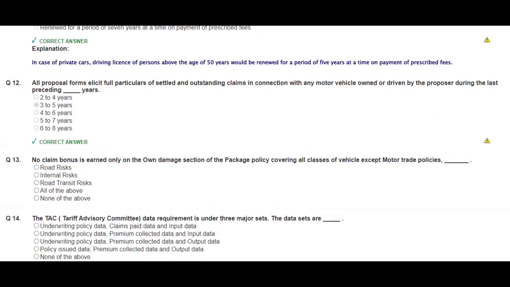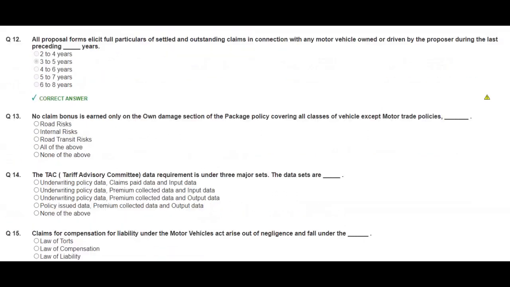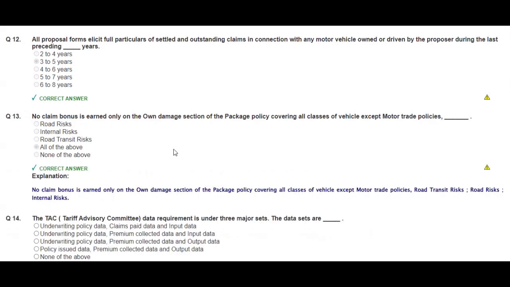As per the proposal form, the effect is 3 to 5 years. No claim bonus is earned only on the own damage section of the package policy. We know the no claim bonus is earned on the own damage. The answer is all the above, because no claim bonus is given on all policies.